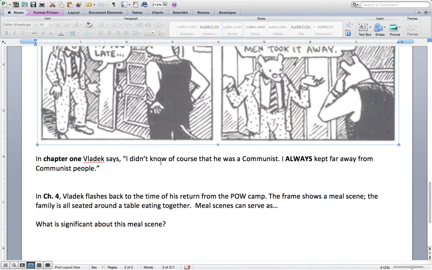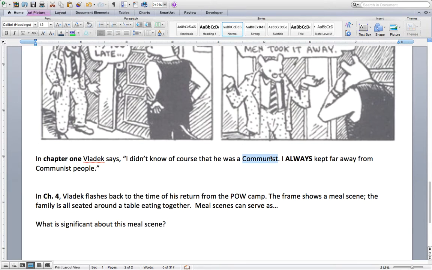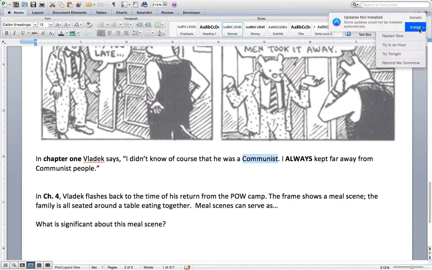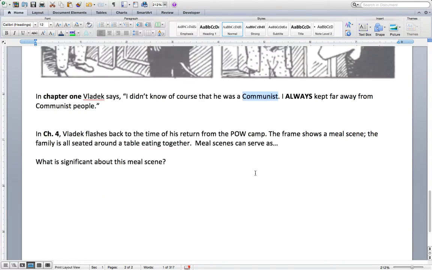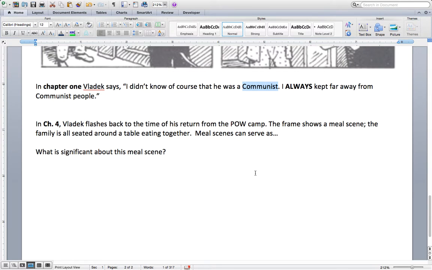In chapter 1, Vladek says, "Didn't know, of course, he was a communist. I always kept far away from the communist people." Well, that's like me saying, I did not know that they were a Democrat. Always kept far away from the Democrats. I didn't know that he was a Republican. Always kept far away from the Republicans. Vladek says this without even the hint of irony that he was a victim of this. I didn't know, of course, he was Jewish. I always kept far away from Jewish people. That could be him. Yet he still says it. What conclusion can we make there?